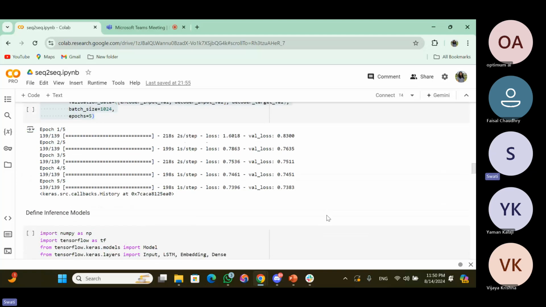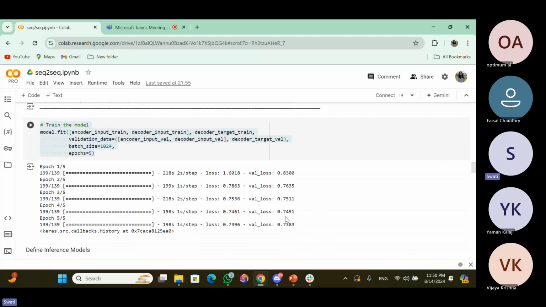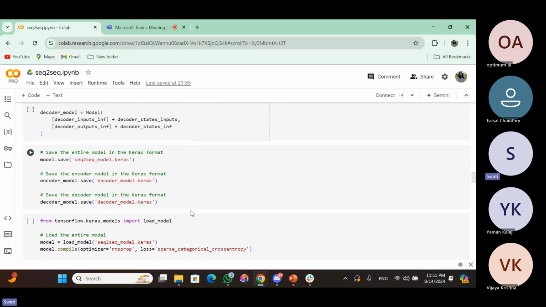That's why I was saying that you can try more epochs and try lowering the batch size. That will definitely help you if you want to get good accuracy.